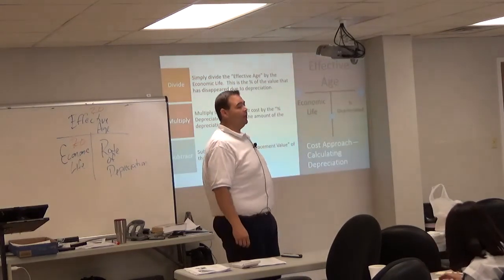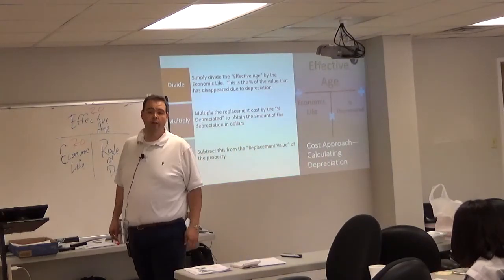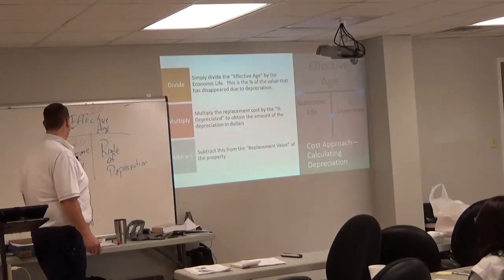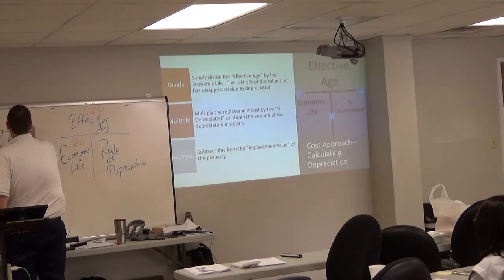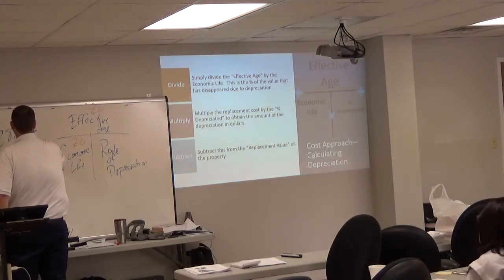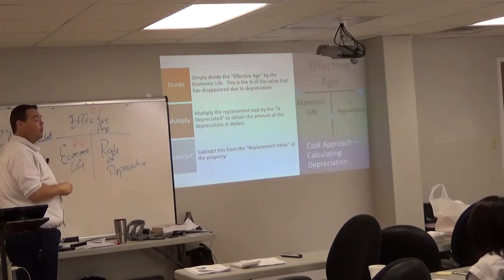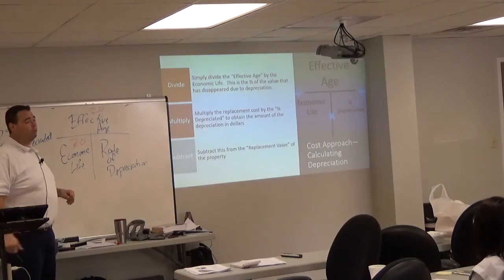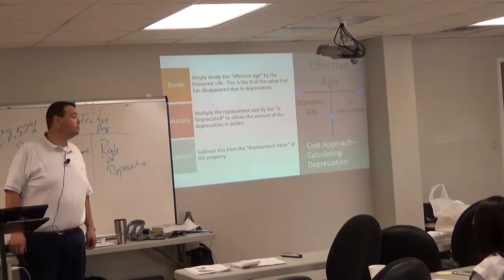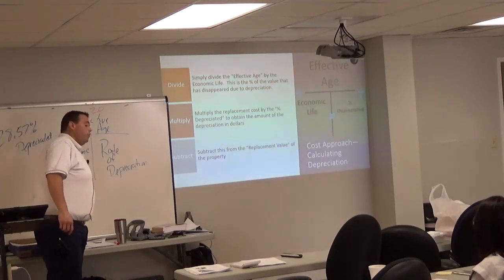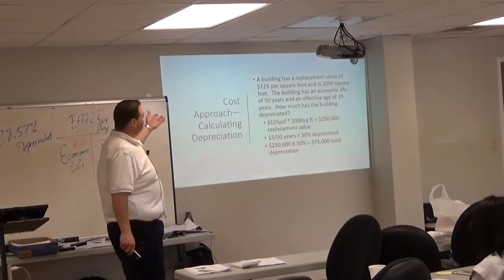20 divided by 70. And it's a rate, so what do you always do with a rate? How much depreciation has it had? How much? 28.57% depreciated. Does that make sense? So, if you knew the value of the property, could you multiply that times the value to get the depreciation? Sure. And that's all there is to it when it comes to calculating depreciation.